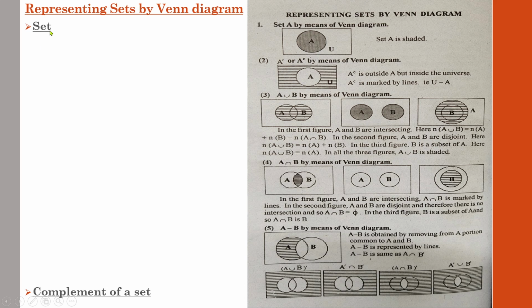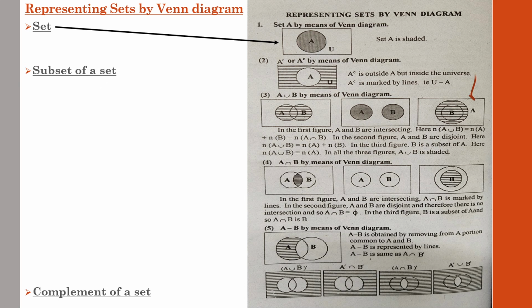Next one, set. We all know what is meant by a set, and let's see how it is represented. See, this is an example of a set. The rectangle is represented by the sign U. U means universe. A is a set of U, and you can see that A is shaded. It means A is a part of the universe.